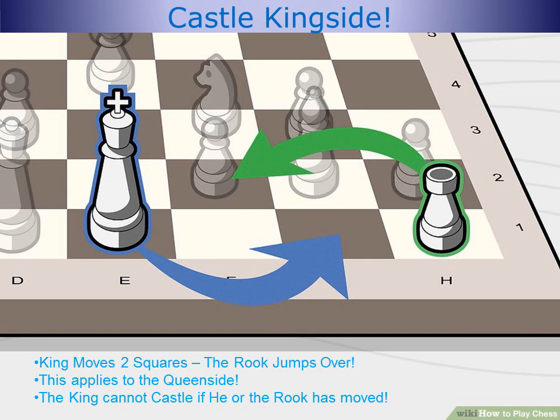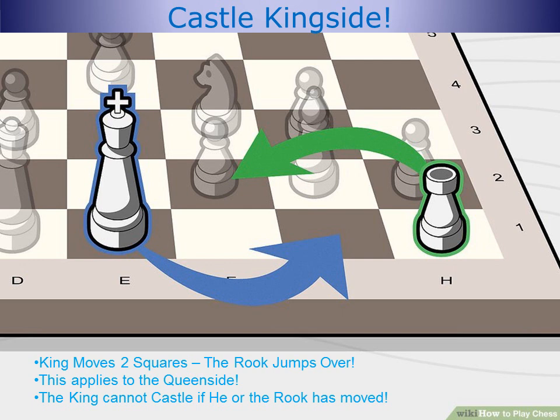And you can't castle if you move. So let's see how quick I can say it. Alright. Can't castle through check. Can't castle in check. Can't castle if the king is moved. Can't castle if the rook is moved. Alright. The king moves 2, the rook jumps over.